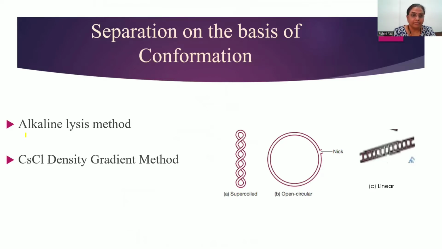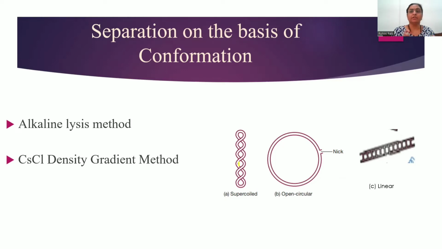Now, the next method is separation on the basis of conformation. There are two methods: the alkaline lysis method, and the second one, the CsCl density gradient method. Now, what is this conformation? Here, A is a supercoiled structure, B is an open circular, and C is a linear one. Genomic DNA is circular, and the plasmid DNA is also circular.